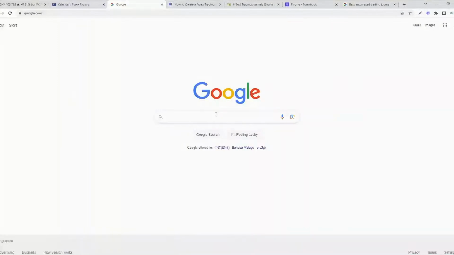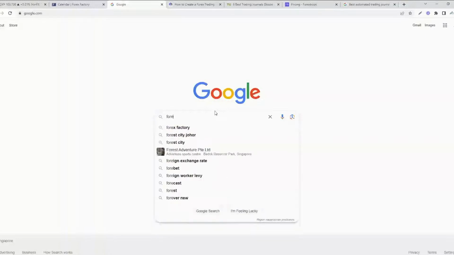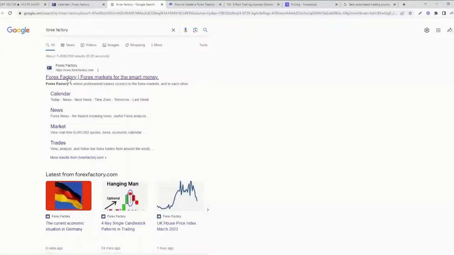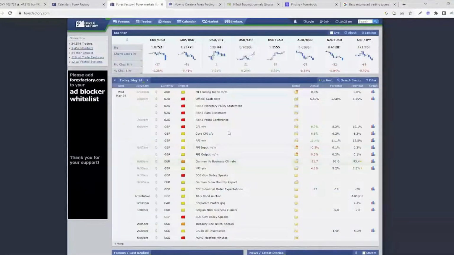I'll just Google Forex Factory. Oh, what happened? I didn't click on it. Okay, so Forex Factory, right? I'll just click on that. It will usually be the first result on the page. Click on Forex Factory. It brings you here. If it doesn't, just look out for this calendar icon, but generally it should always bring you here.